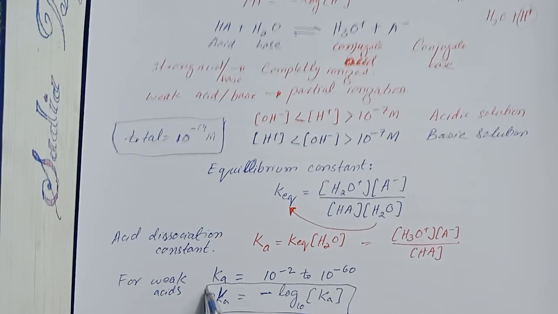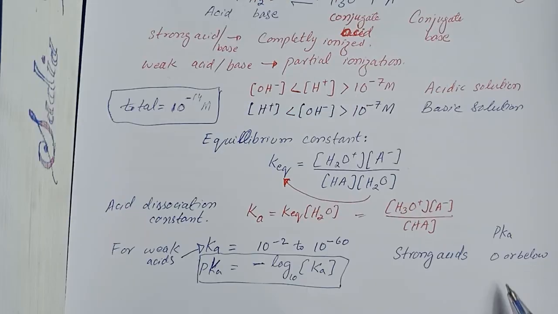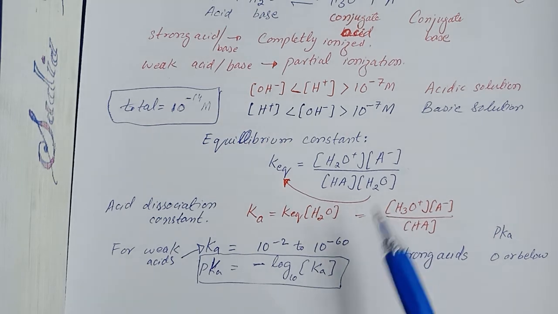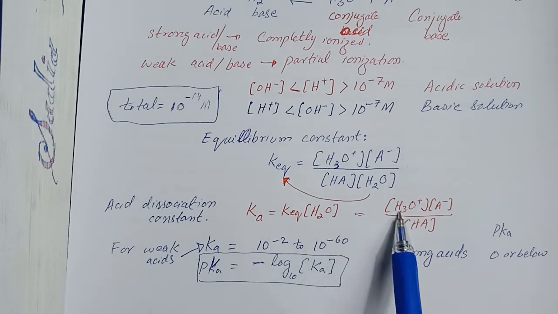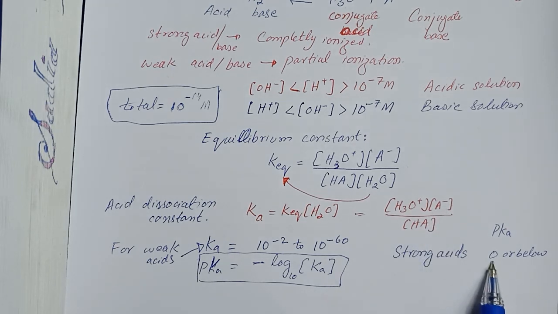So the pKa is the value that determines the strength of the acids and bases. But usually it is more important for the acids, and for bases we will discuss the pKb values. For strong acids, which are completely dissociated into the hydrogen ion and the counter ion, the value ranges between 0 or below.